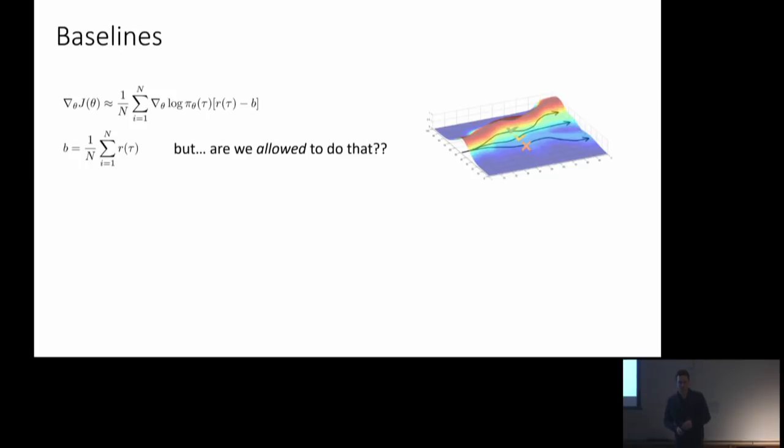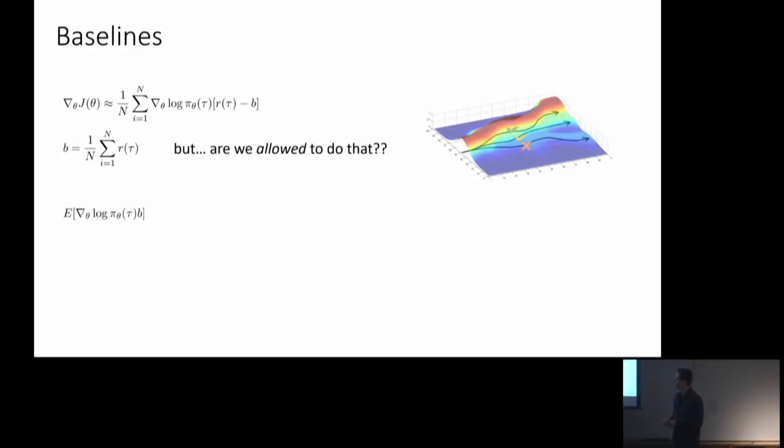But are we actually allowed to do that? Is this actually a correct thing to do? It turns out, somewhat surprisingly, that the answer is yes. In fact, you're allowed to pick any b and subtract it from r of tau, and you still get the same gradient in expectation. Not only that, this is actually an unbiased estimator, which means that if you estimate the gradient n times and average it together, if you have a large enough n, eventually you get to the right gradient. So it's asymptotically unbiased, and it's unbiased for a finite sample size.